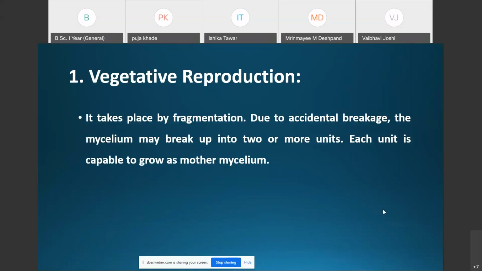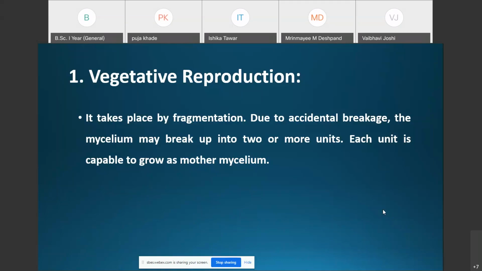The reproduction in Mucor takes place by three methods. The first one is vegetative reproduction, the second one is asexual reproduction, and the third one is sexual reproduction. Vegetative reproduction in Mucor takes place by fragmentation.